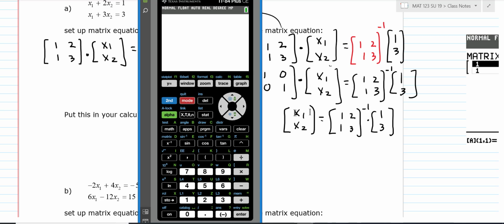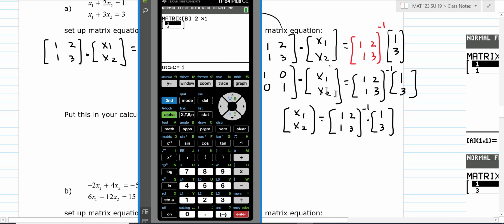Then I start all over again and put this matrix in B. I'll go second matrix, go to edit, go to matrix B. This matrix right here has two rows and one column, so it's a 2x1. I put the numbers in, 1, 3. The second matrix is just what the equations are equal to. I got that, I'll slide that aside for reference, and then I quit.